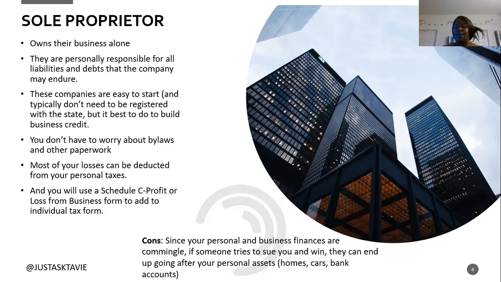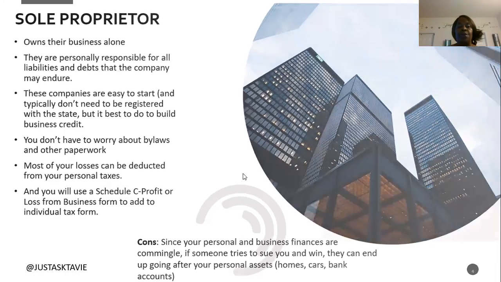You don't have to worry about the bylaws and other paperwork yearly, and most of the losses can be deducted from your income tax, your personal taxes. That usually is reported on the Schedule C form for your income tax purposes. The cons about opening up a sole proprietorship is your personal and business finances are commingled. So if someone tried to sue you and win, they can end up coming after your personal assets like your homes, your cars, your bank account. So you have to be very careful when opening up a sole proprietorship.